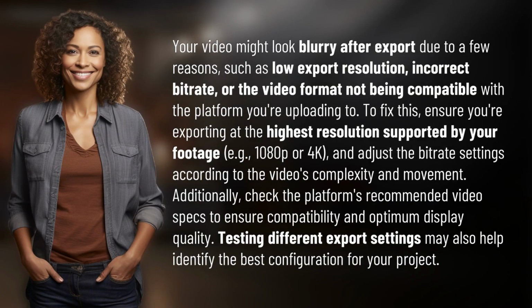Your video might look blurry after export due to a few reasons, such as low export resolution, incorrect bitrate, or the video format not being compatible with the platform you're uploading to. To fix this, ensure you're exporting at the highest resolution supported by your footage, e.g., 1080p or 4K, and adjust the bitrate settings according to the video's complexity and movement.